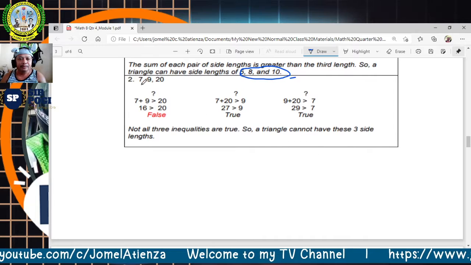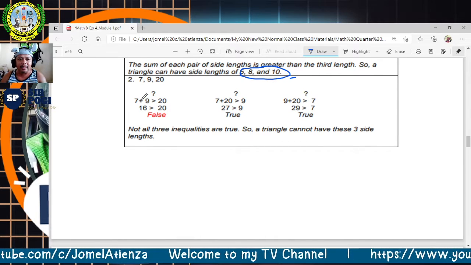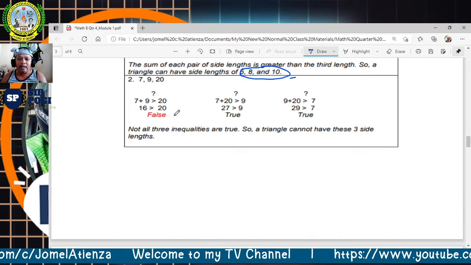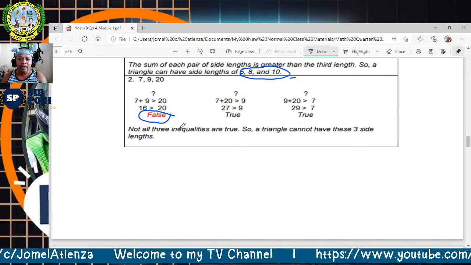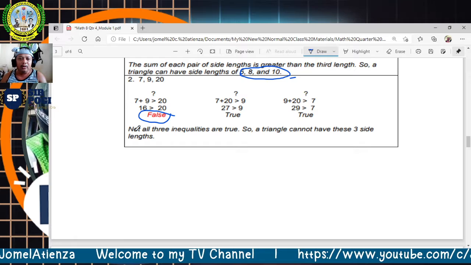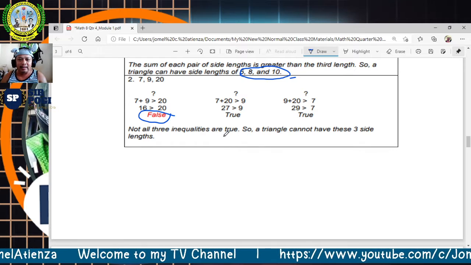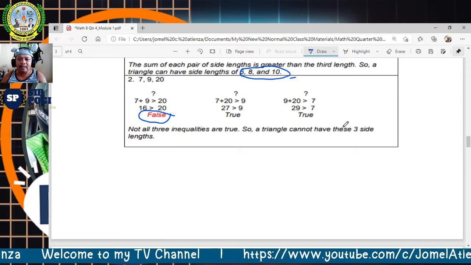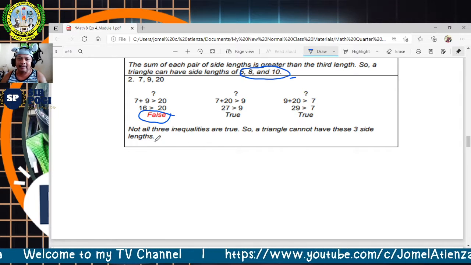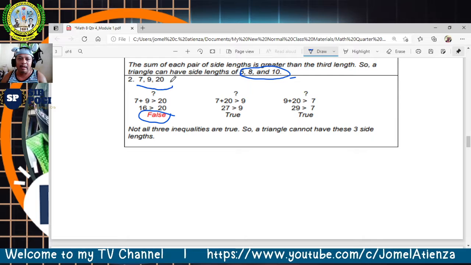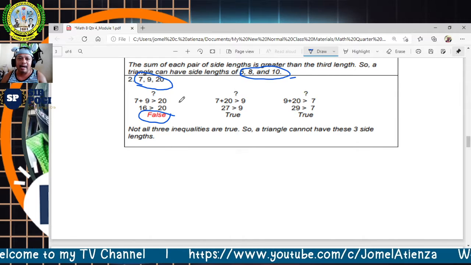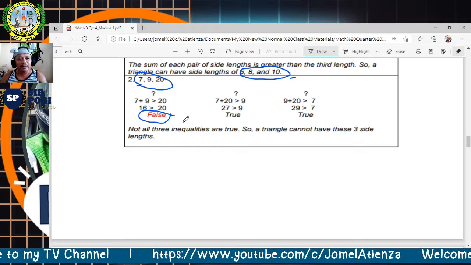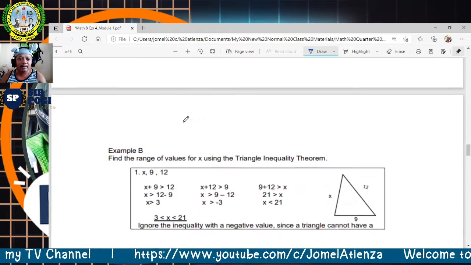Another one, 7, 9, and 20. 7 plus 9 is 16. Is 16 greater than 20? And that is false. Since false na po dito, not all three inequalities are true. So a triangle cannot have these three side lengths. So hindi po possible na maging side ng triangle ay 7, 9, 20. Okay? So hindi po pwede yun.